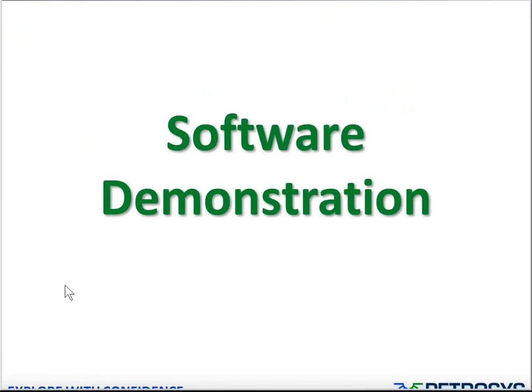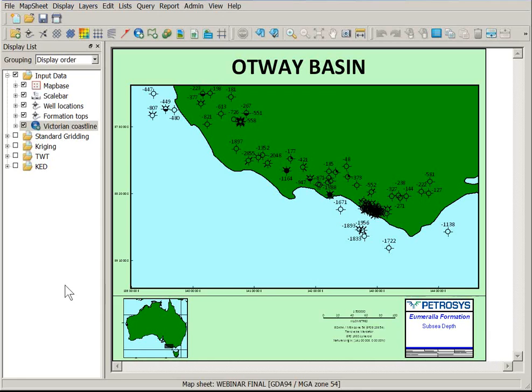So we're now going to jump into the software, and I'm going to give you a demonstration of how this works in Petrosys. What you're currently seeing on your screens are the input data that we're going to look at. We're in the Otway Basin, which is down the south of Australia. What you can see here are our well locations, and we've got the subsea depths of a particular formation displayed. And you can also see the coastline of Australia.